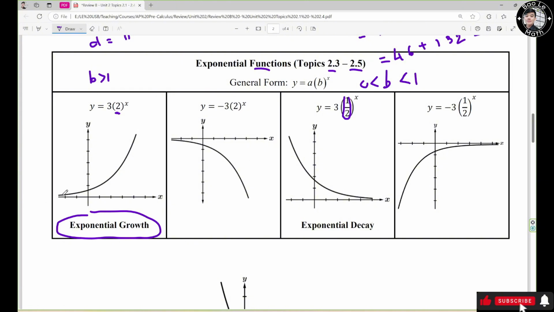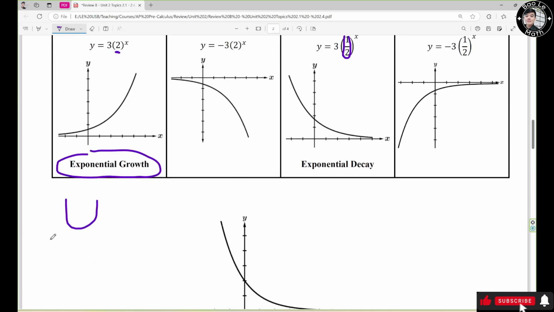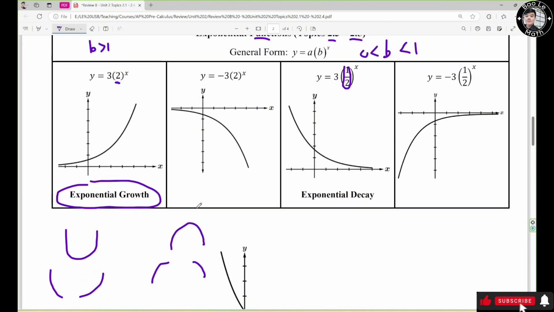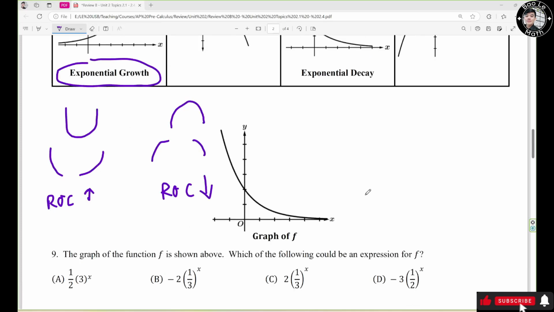Now keep in mind, this function is concave up. If you see something like this, half of this one like this, the function is concave up. If you see something like this, half of this one is going to be like this, the function is concave down. When the function is concave up, the rate of change is increasing. When the function is concave down, the rate of change is decreasing. So keep that in mind.